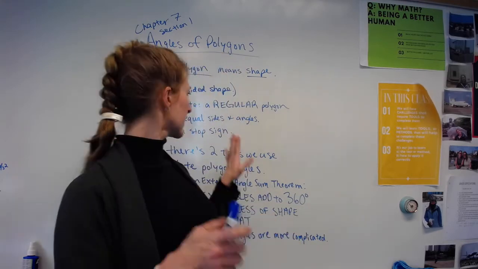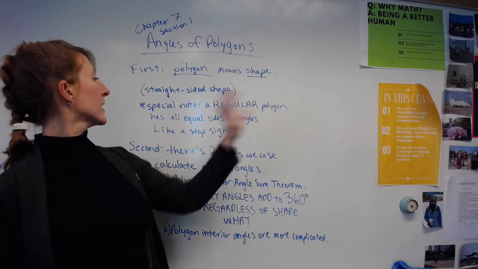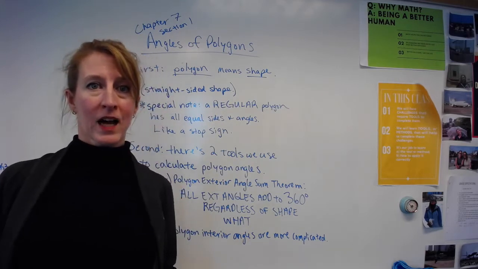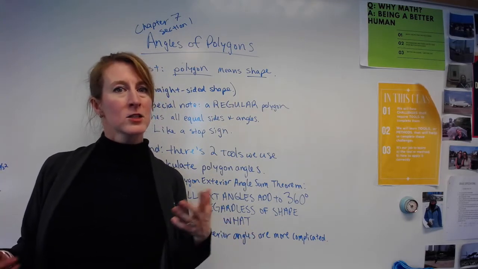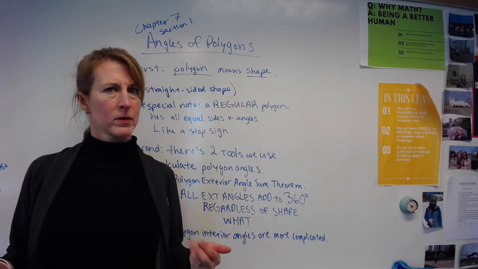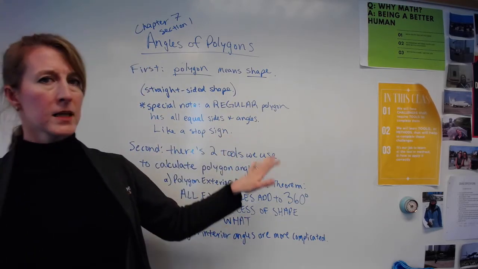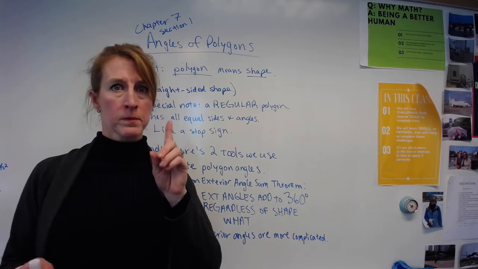Two other things to keep in mind. A regular polygon has all equal sides and angles. That's a lot of what we'll be dealing with in math class just because they're simpler. But there's all sorts of other kinds of polygons.